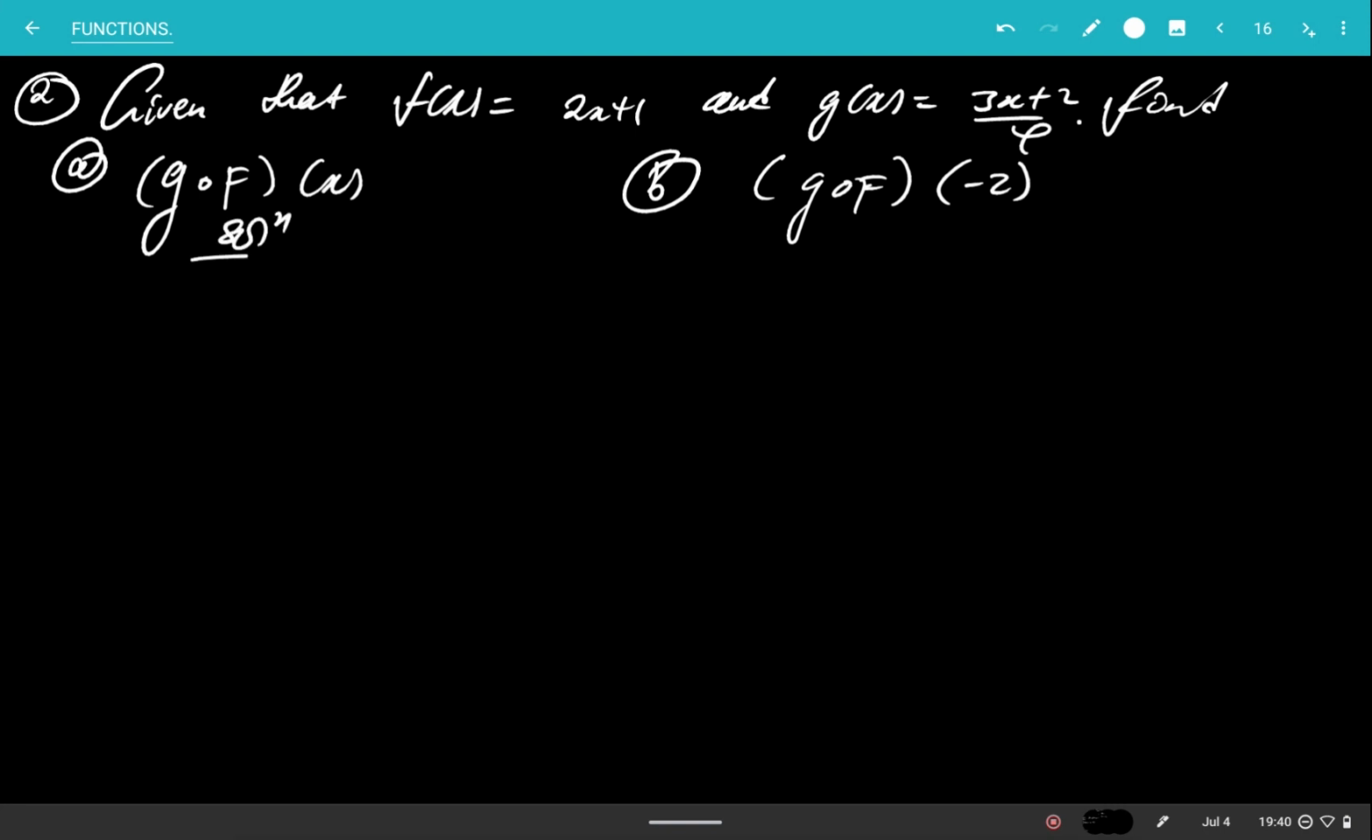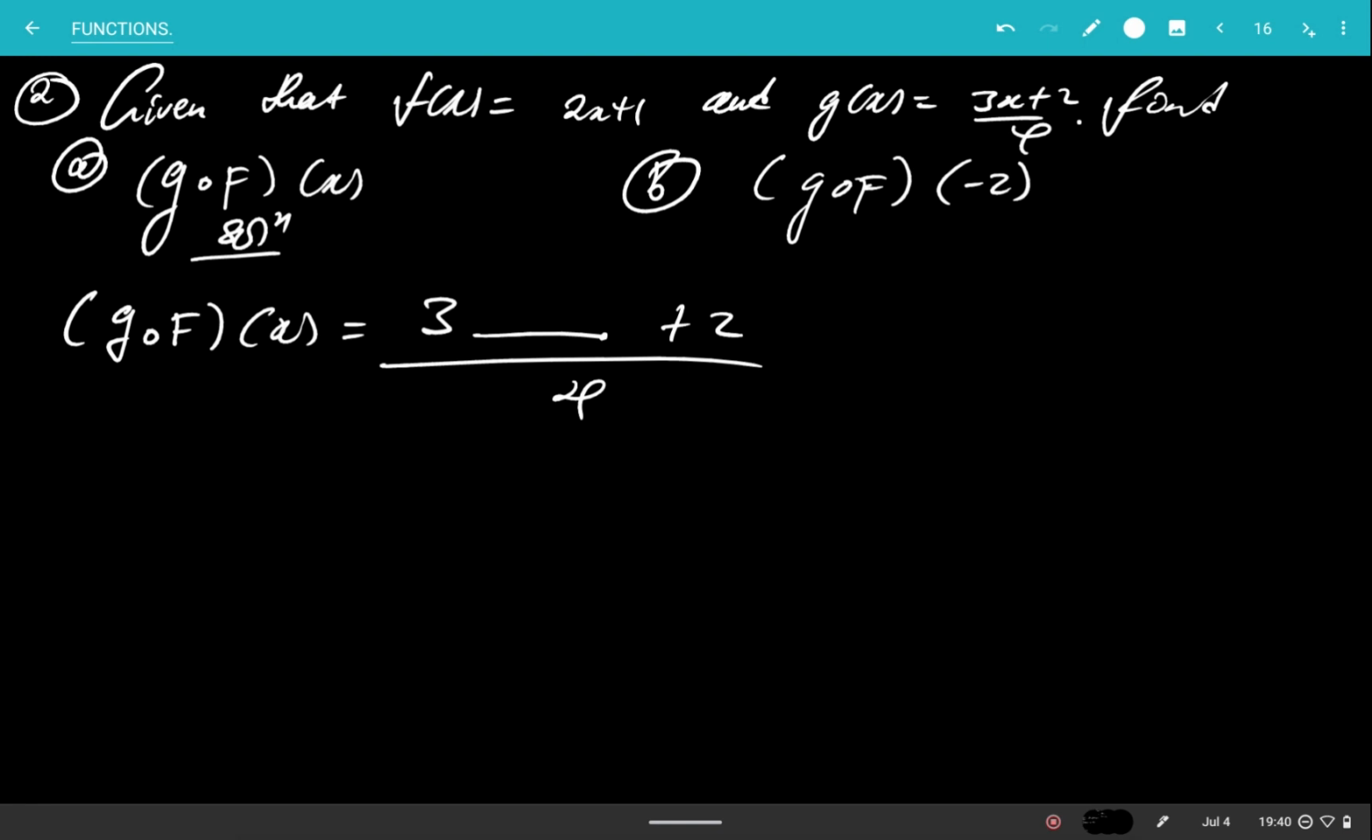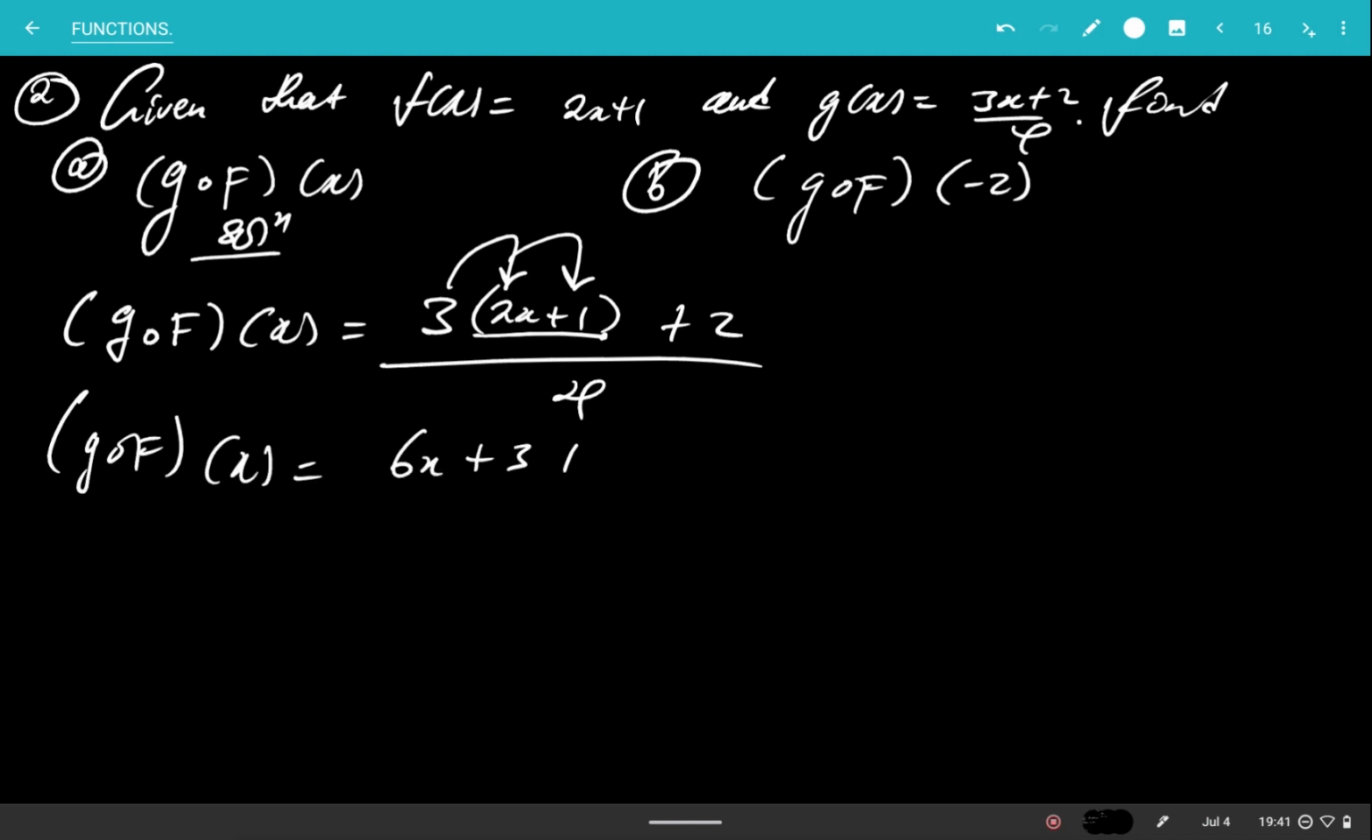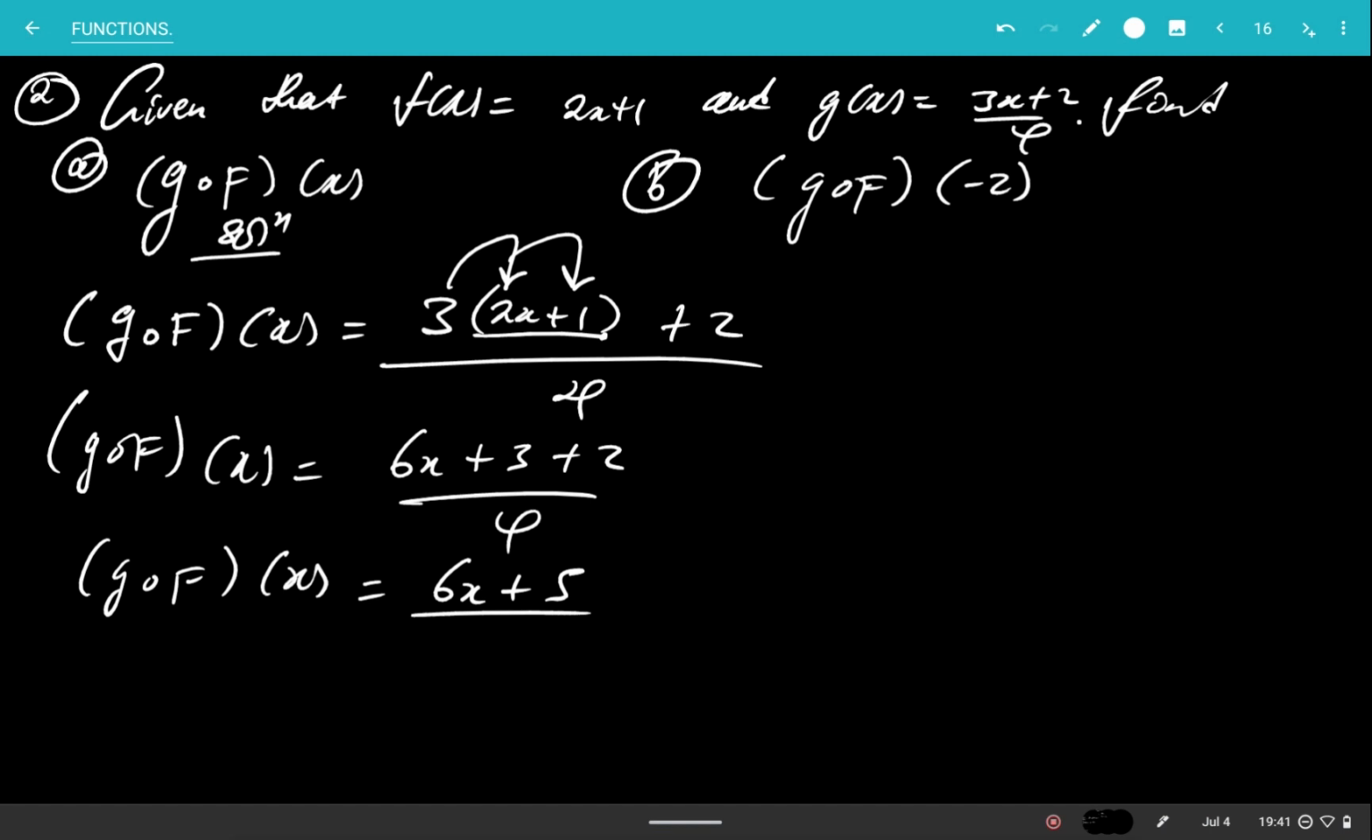So solving for a simply means that in my g function, wherever there's x, I'm putting the second function. So in my g function, I'm having 3, let me put a dash there, then plus 2, then over 4. So wherever there's x, I'm going to put the second function, which is the f function. My f function is 2x plus 1, then in brackets. Then all I have to do is simplify this. 3 times that, then g of f of x is equal to 6x plus 3 plus 2 over 4. Then the g of f is simply equal to 6x plus 3 plus 2 is 5, over 4.